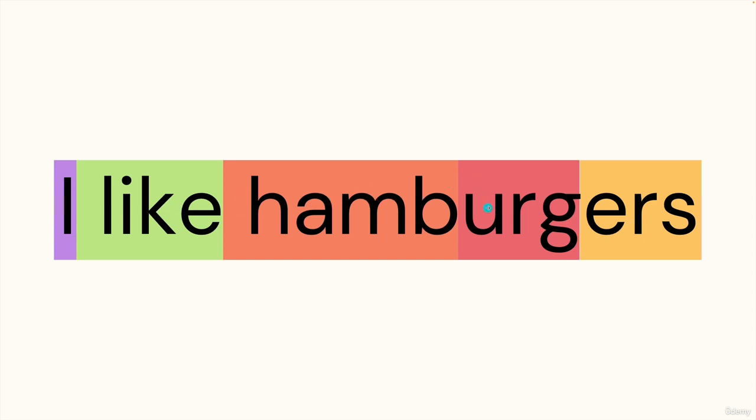Hamb is a token. Erg is a token, and ers is a token. So it's not just that the model works behind the scenes by splitting words up into tokens. It also matters, more importantly, because we are billed based on the number of tokens in a given completion request.